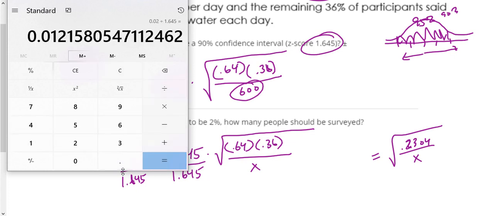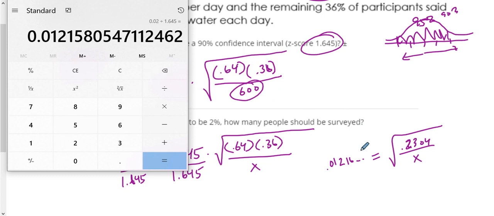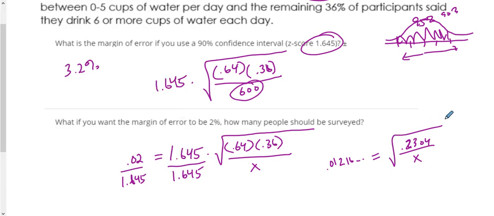1.645 gives me kind of a long decimal. Now, I'm not going to write this whole thing down. 0.01216, let's say. And then we want to get rid of the square root symbol, so the opposite is squaring. So we're going to square that value.